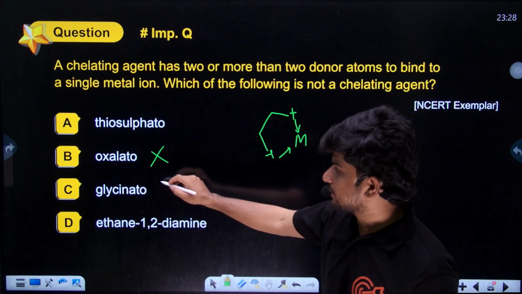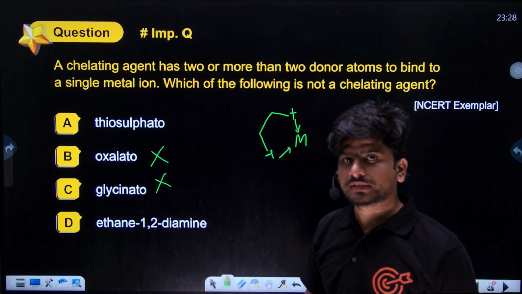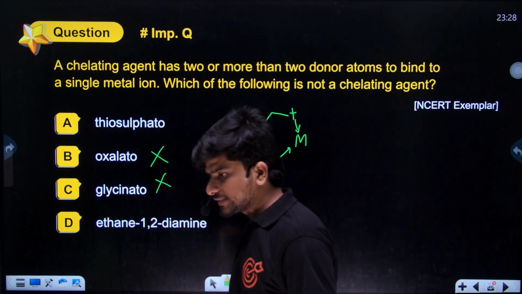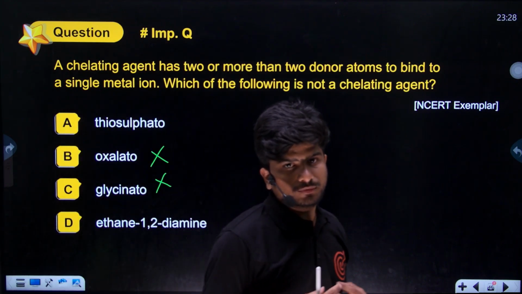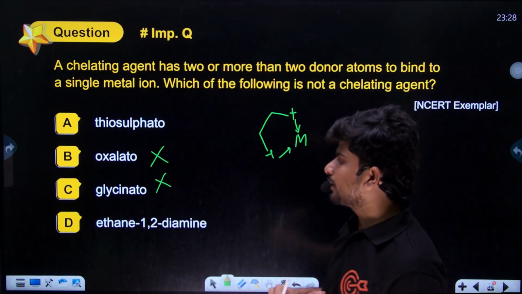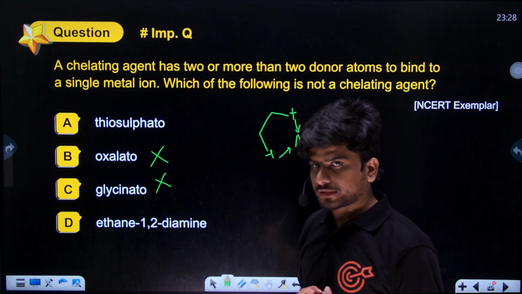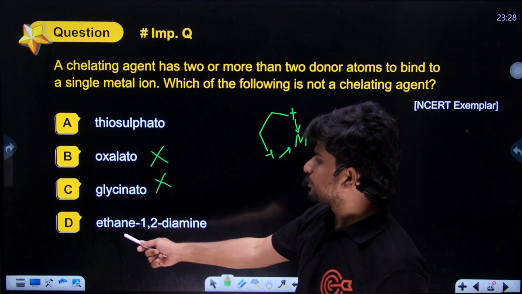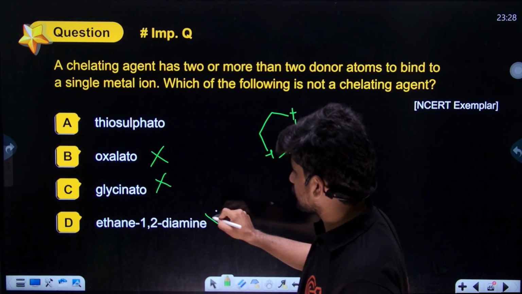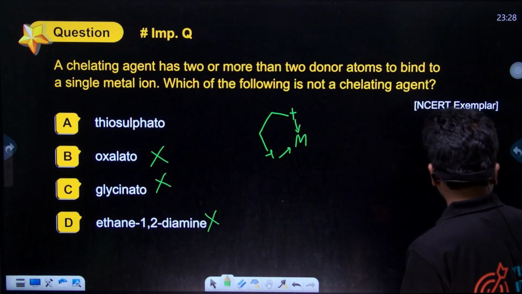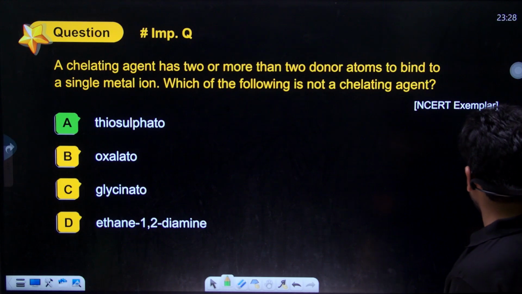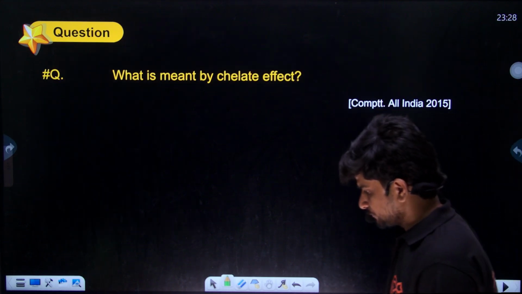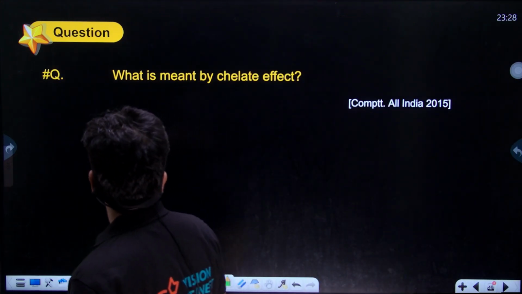So this also has two donor atoms. This is nothing but glycine, an amino acid, from which you are deriving. Two donor groups will be there, which are amine and carboxylato, COO minus. So you have ethane-1,2-diamine, this is also not the answer. So your answer is A. Thiosulfato.